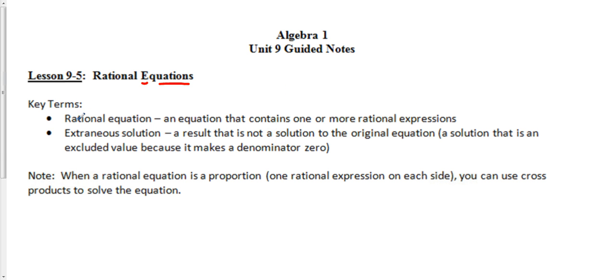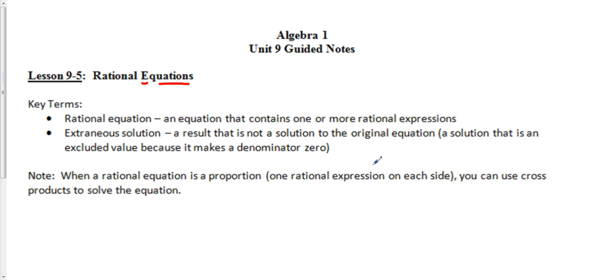So key terms here: rational equation, an equation that contains one or more rational expressions. An extraneous solution is a result that is not a solution to the original equation. So you can think of it as a solution that is an excluded value because it makes the denominator 0. If we go through the whole process and we get an answer, but if you go back to the beginning and it makes one of our denominators 0, we call that an extraneous solution.